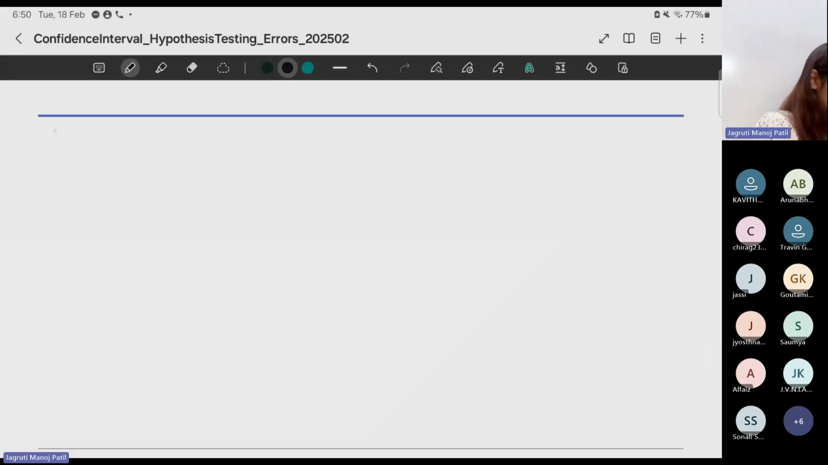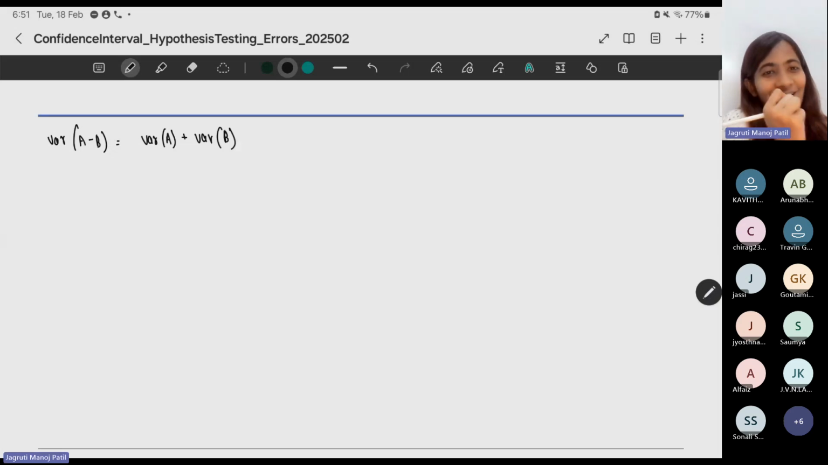But if it's based on the variance, there's a very tricky formula: the variance of a minus b is actually the variance of a plus the variance of b. If someone knows, they can say why. If not, let it be a trick. I'll let you know in the next session. So following the same, it's like the variance of a plus b.